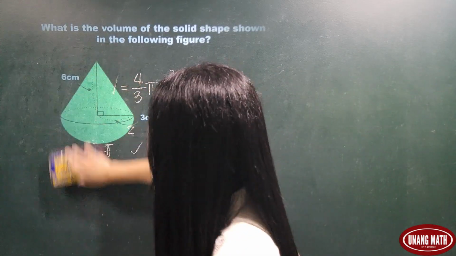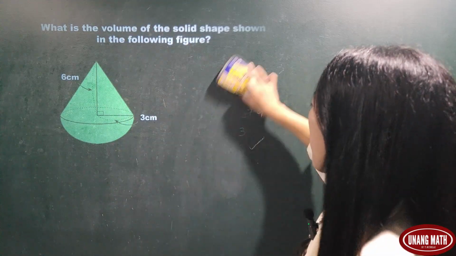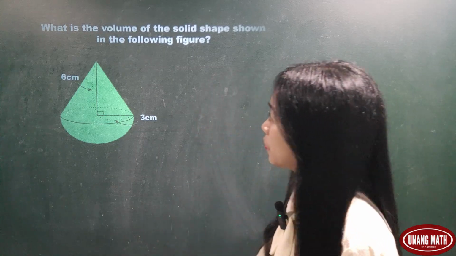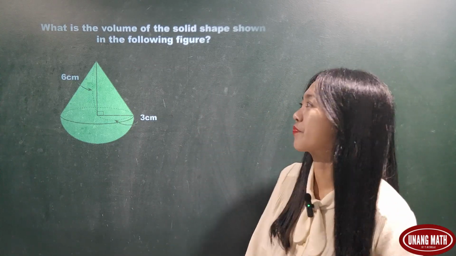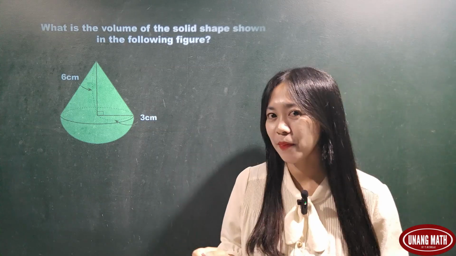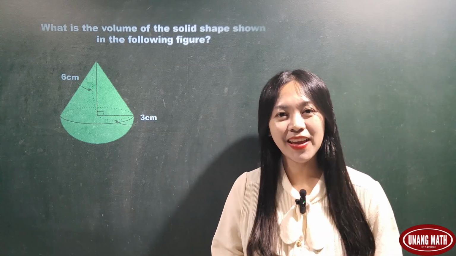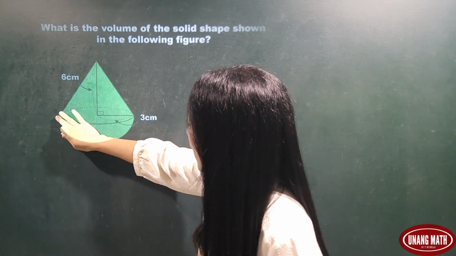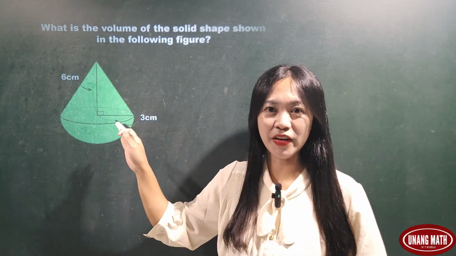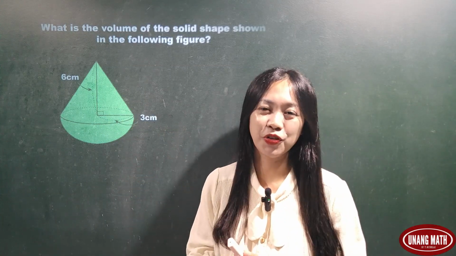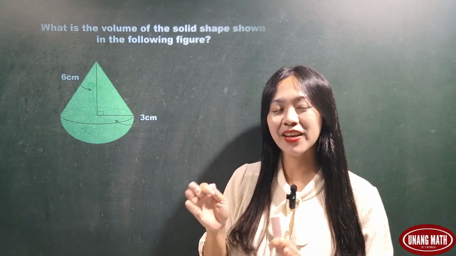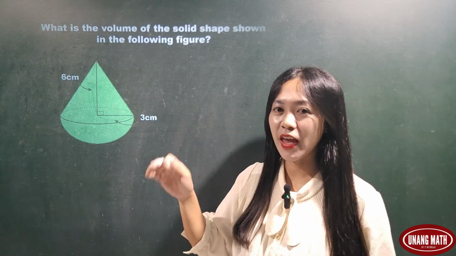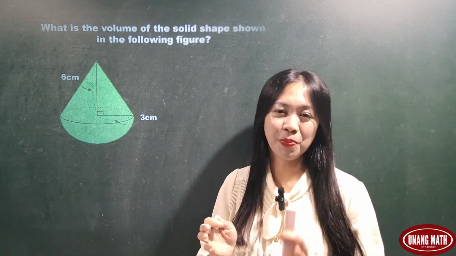Now, let's answer this problem. What is the volume of the solid shape shown in the following figure? Problems about finding the volume of a sphere will not really give a perfect sphere because it's just easy to answer. We are just going to substitute the given in the formula. Instead, they will be giving a more challenging question or problem.